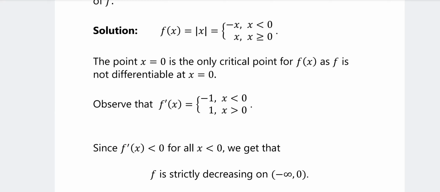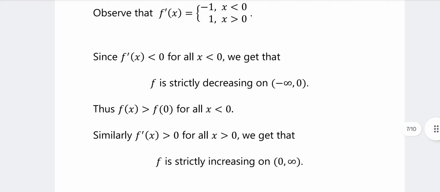Now you see that the derivative of f is less than 0 if x is less than 0. So we get by the mean value theorem, result d, if the derivative is strictly less than 0, then the function is strictly decreasing on that interval. So f is strictly decreasing on the interval minus infinity to 0. Thus f(x) is greater than f(0) for all x less than 0.